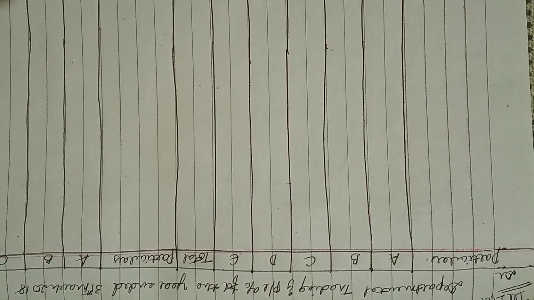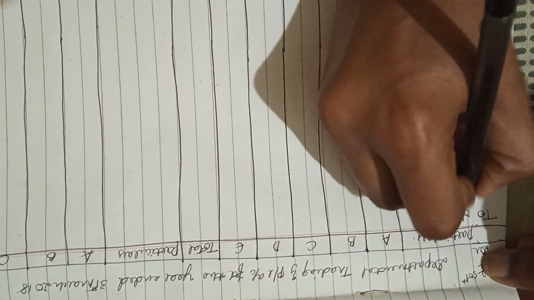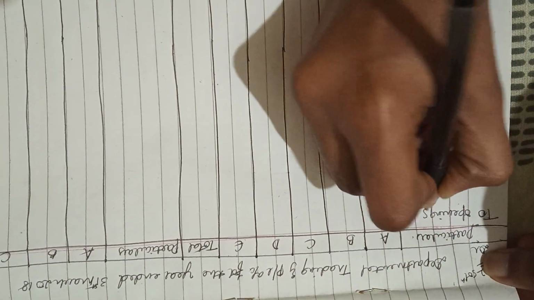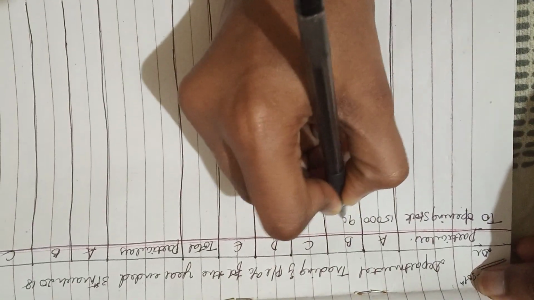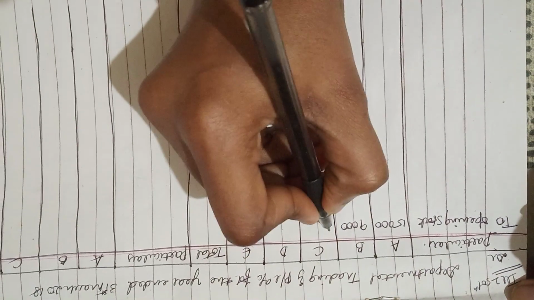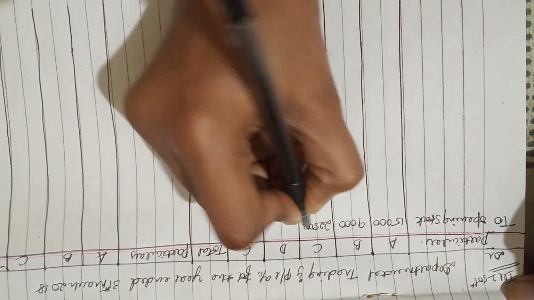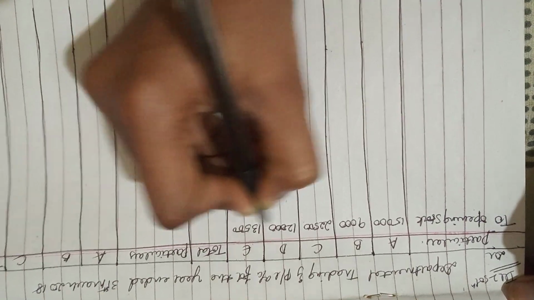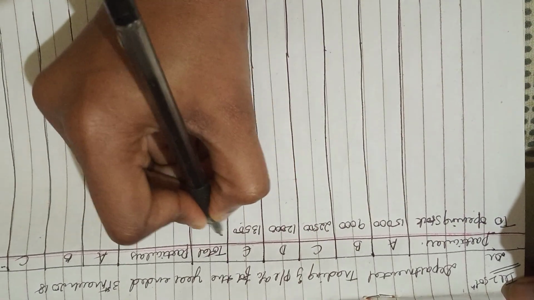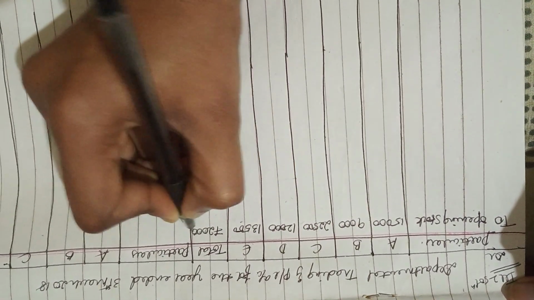What is the first item? The first item is to opening stock, so write down to opening stock. How much is the opening stock given? 15,000, 9,000, 22,500, 12,000 and 13,500. You have to add all together, so we get 72,000. Clear?